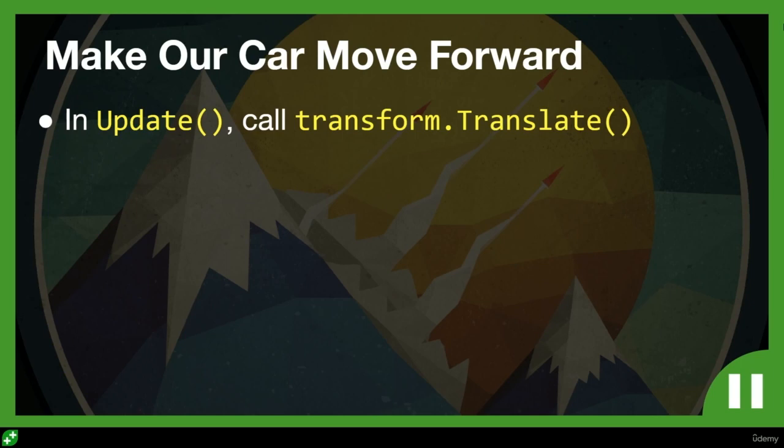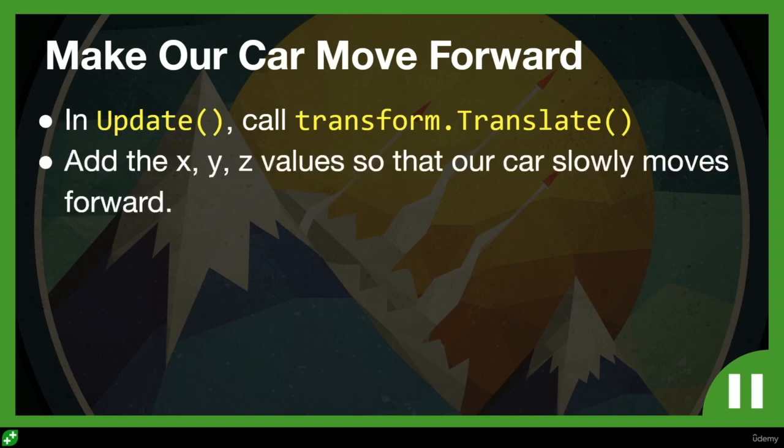So in update, call transform.translate, just as we did with the rotate. Add the X, Y, and Z values you think we need in there so that our car slowly moves forward. There's a little bit of figuring out going on to do that, but pause the video, take on this challenge. I'll see you back here when you've given it your best shot.